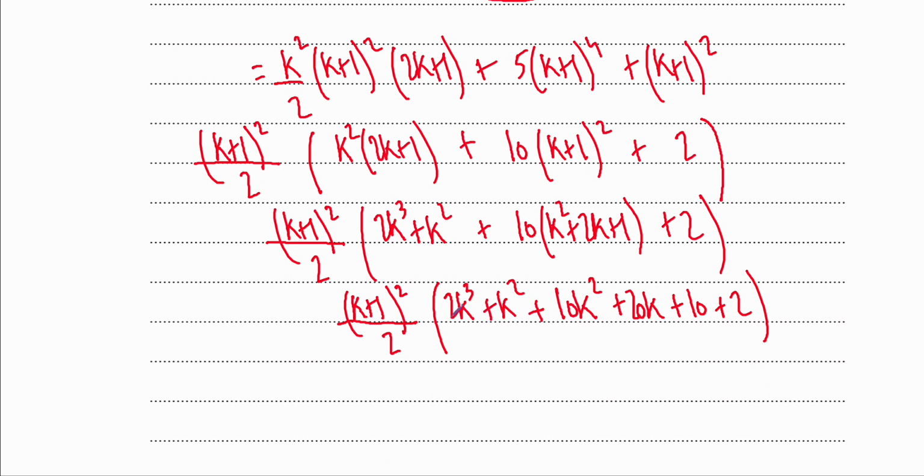So I've just expanded the brackets here. I have 2k cubed plus k squared plus 10k squared plus 20k plus 10 plus 2. Okay, so what is this? This is k plus 1 squared over 2. And now inside I have 2k cubed plus 11k squared plus 20k plus 12.